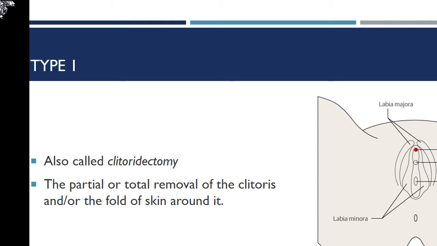So the first type of female genital cutting is called clitoridectomy. Clitoridectomy is the partial or total removal of the clitoris and/or the folds of skin around it.